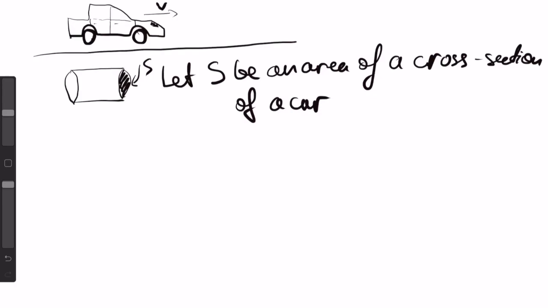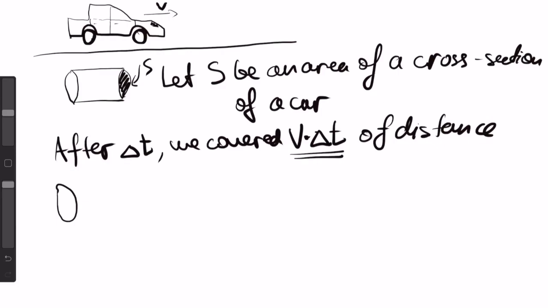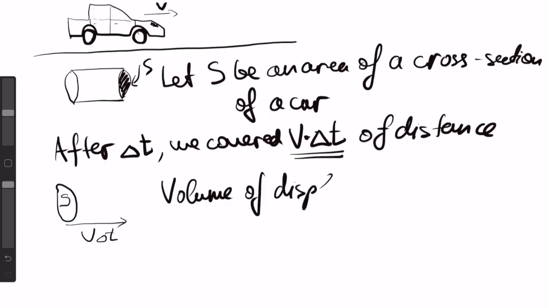Okay? So after time delta t, we covered v times delta t of distance. So now we have some cross section S that moved along a distance of V delta T. So the volume of displaced air, or the volume of air that the car came in contact with, is simply this area times the height of the cylinder. So we get S times V delta T.